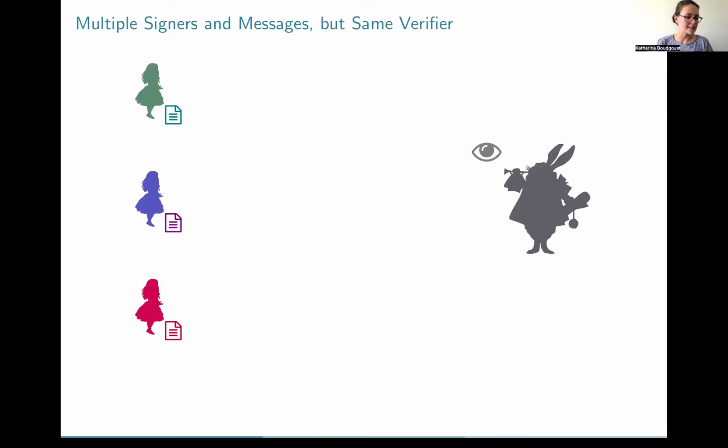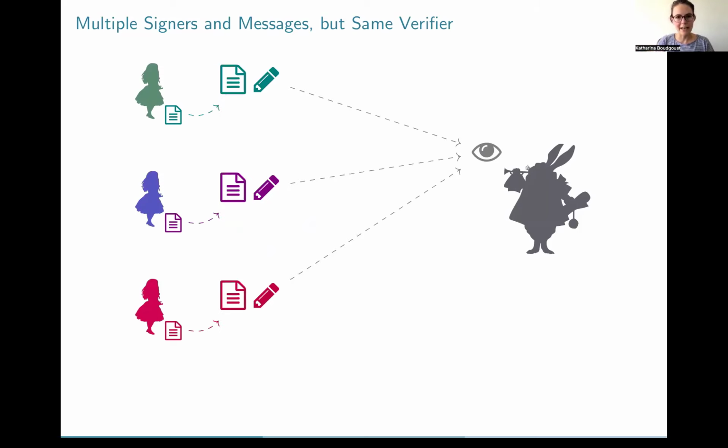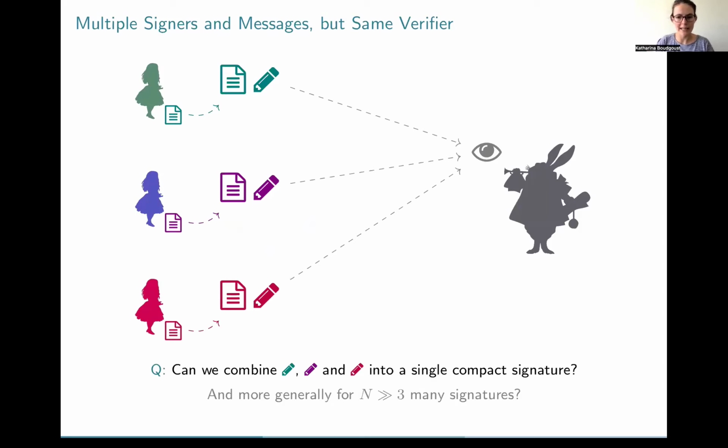The setting we are in is that we have multiple signers, so we have multiple Alices. Each of those Alices has their own message, so we also have multiple messages, but we have the same verifier, one single rabbit. The naive solution would be that every Alice signs the message and then sends it to the rabbit. The question we are asking is whether there is a way to make this more intelligent, to combine the individual signatures into one single, hopefully compact signature. We also want to be able to scale that up for many more signatures.